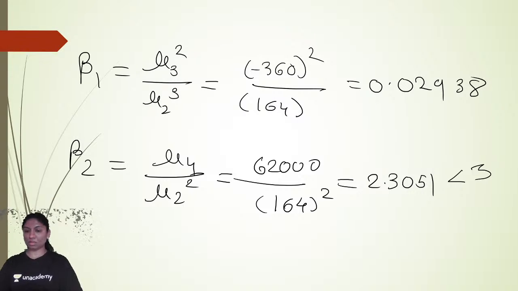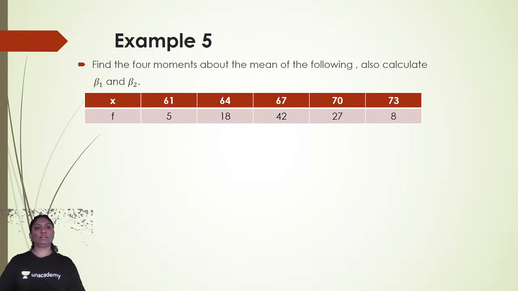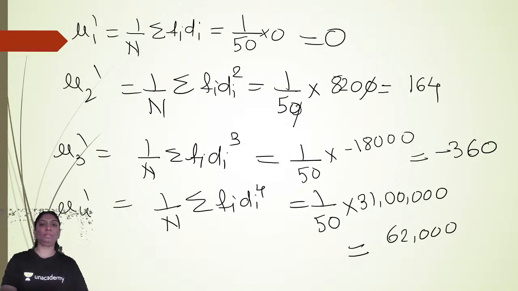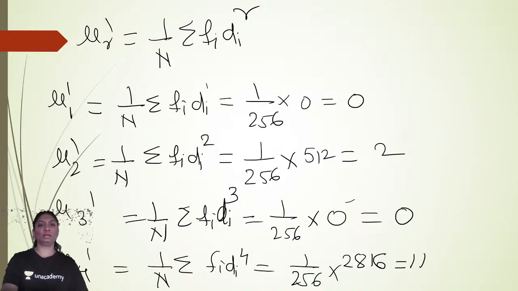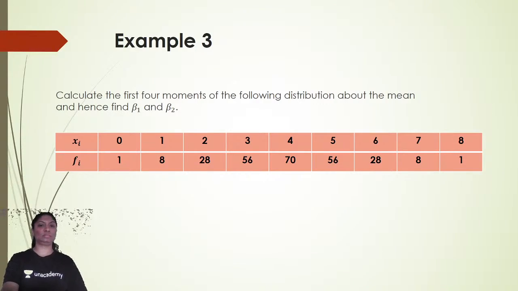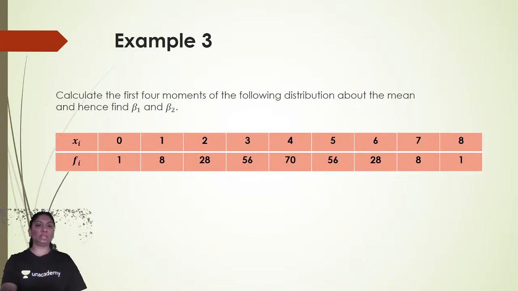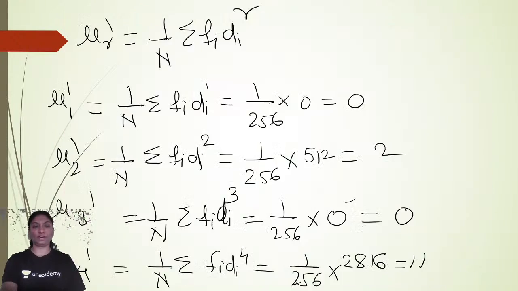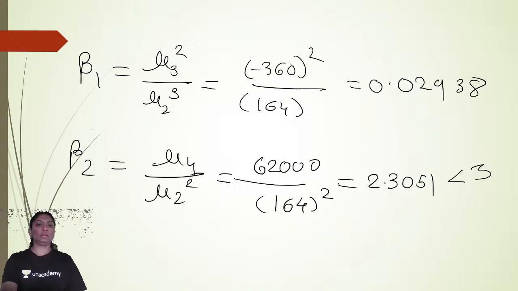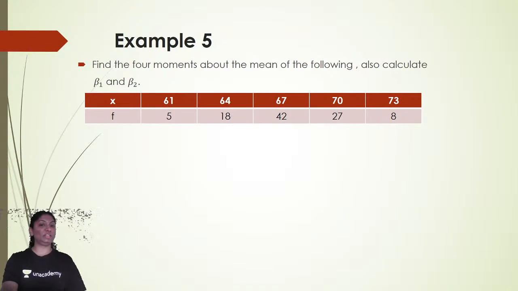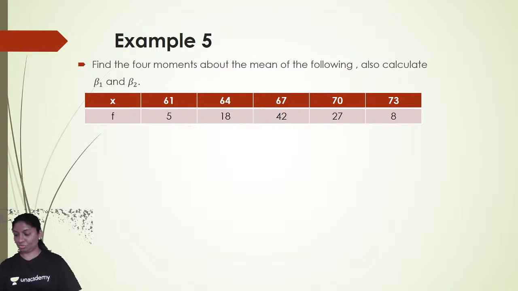Okay, now the next example is, find the 4 moments about the mean of the following. Also calculate beta 1 and beta 2. This example number 5 is similar to example number 4. Here xi and fi are given. In this example also x and f are given. So the data is large, so we will do it in this way.